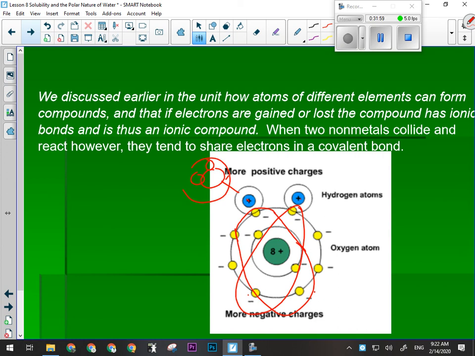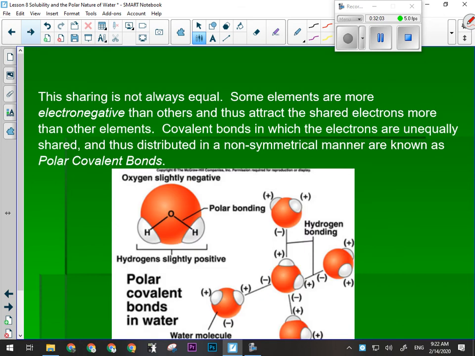All right, so this is what we call a polar covalent bond. The electrons are not shared equally. So sharing is not equal in a polar covalent bond.